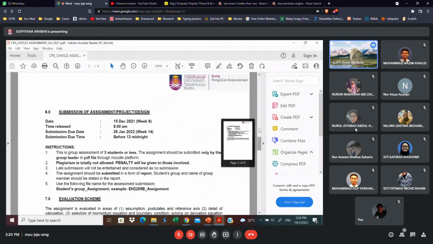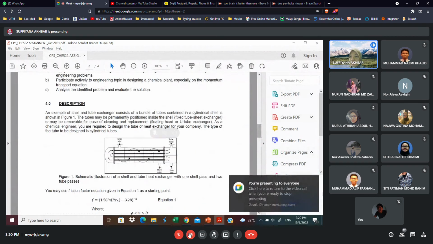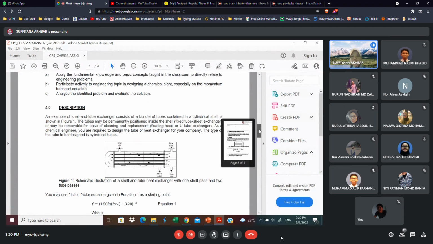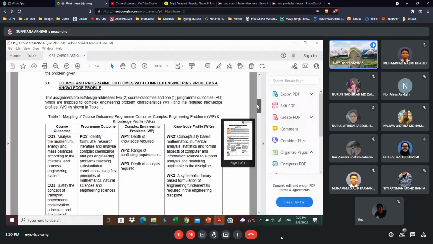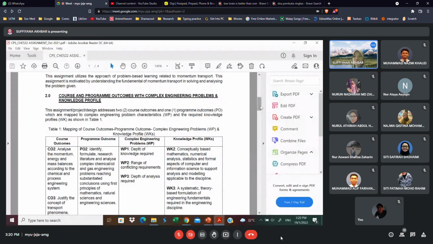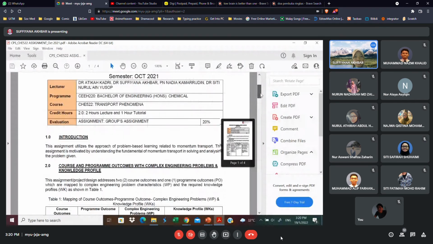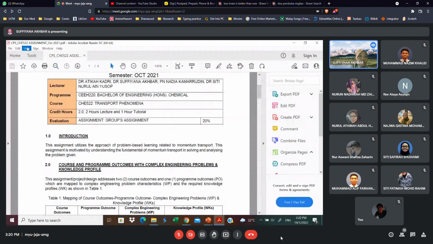Okay, let's take a look at the assignment. I rasa tak pernah discuss kan? Cuma I bagi je lah assignment macam tu. And then maybe student confused kot. So I discuss sikit lah. Okay, first of all, this is the question.